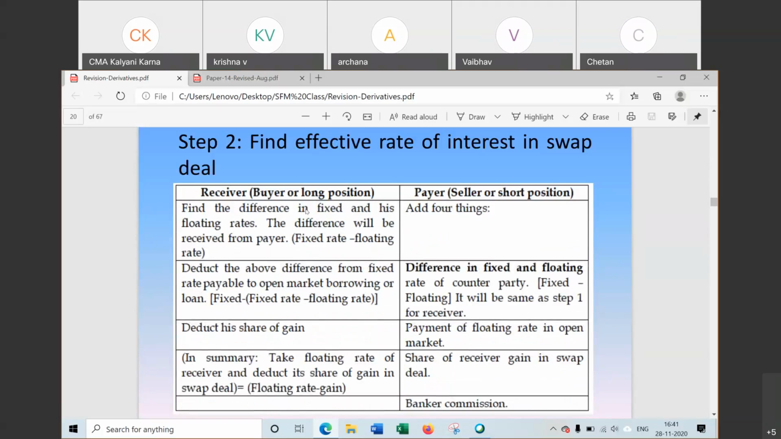For the buyer we have to deduct. Buyer के केस में we have to deduct. First step, find the difference in fixed and floating. Then fixed minus floating. Step 1, fixed minus floating. Then deduct fixed minus this step 1, fixed minus floating. Ultimately this one will be the floating rate.